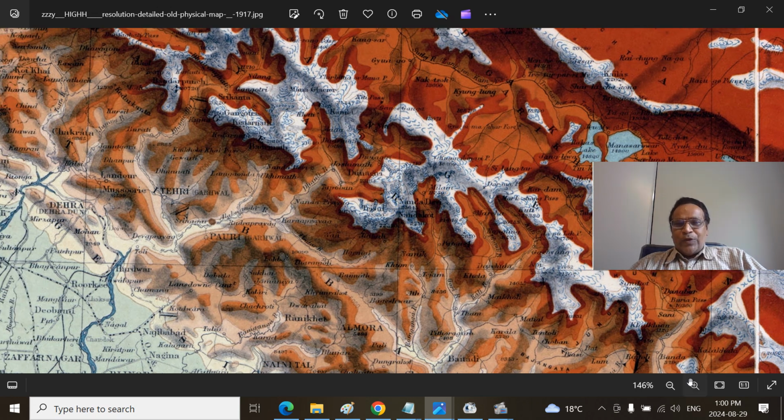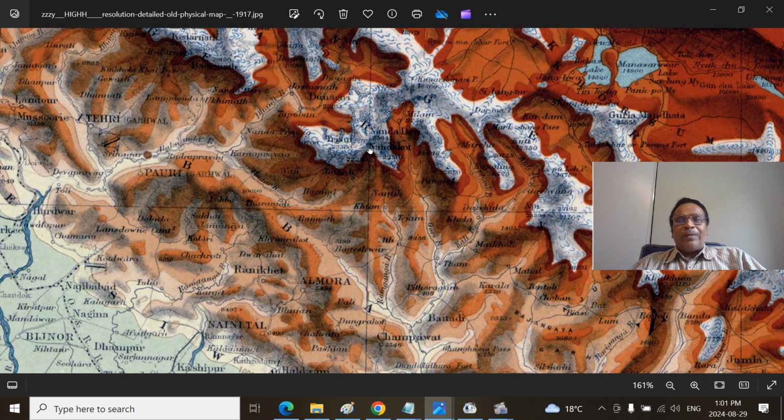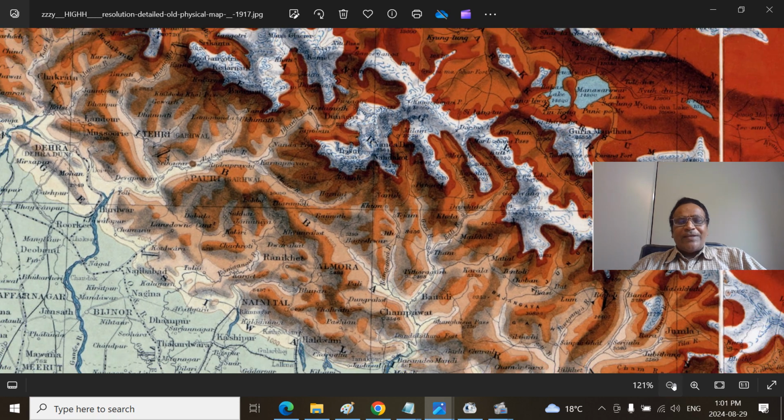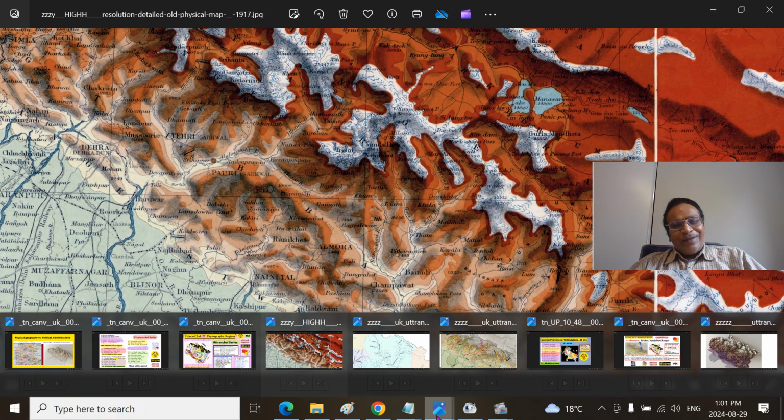So you have to remember this Dauli Ganga river, Gori Ganga. Between these rivers, you have Trishul and this should be Nanda Devi, Nanda Kot, and Dronagiri will be here. This is the part of the Himalayas. If this is not clear, you will get it in some other map. Again, that's why I am showing you different maps.